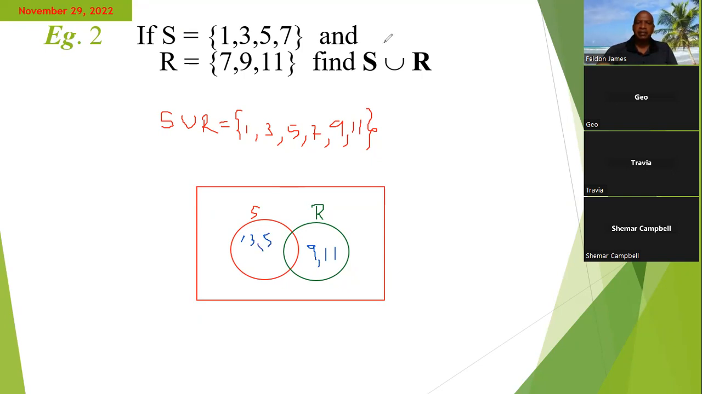I am not so used to writing with this thing, so you have to bear with me. All right, what else now, miss? In the intersection area, we would have 7. All right.